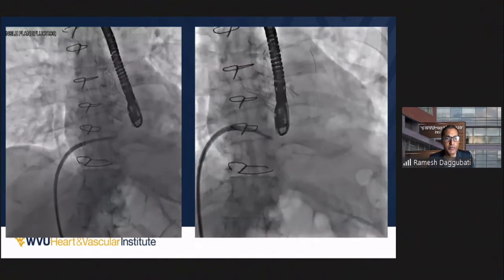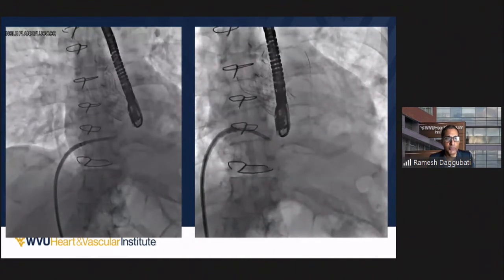So as Dr. Ranjan Shetty showed one case, maybe I'll show a couple of cases here.